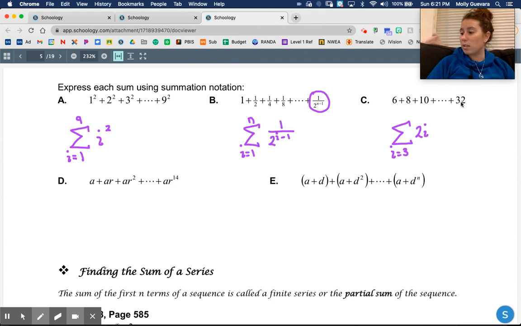Well, 2 times what is 32? My upper limit is 16. So I'm just kind of using pieces that I'm given to plug things in and see what works. And if it doesn't work, I try something else.